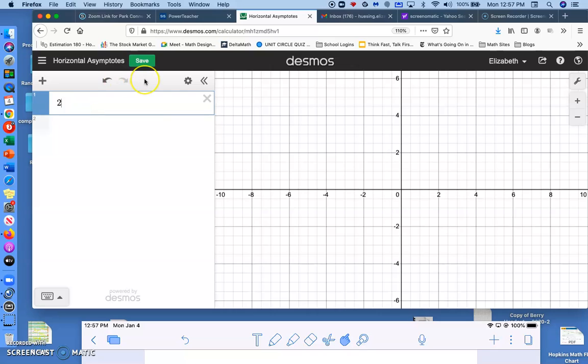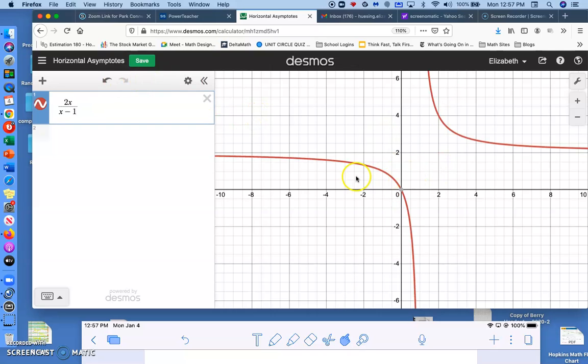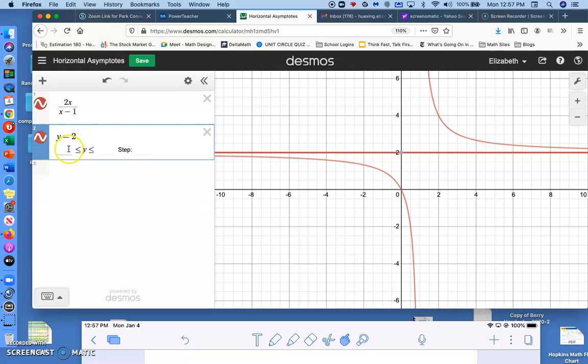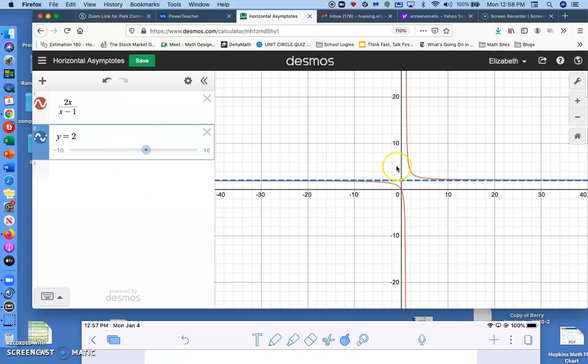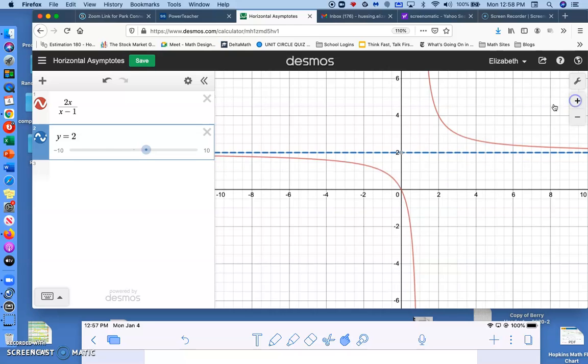What if I just had 2x divided by x minus 1? Where would you guys say our horizontal is on here? So going straight across, it's a height of one. So y equals 2. Dash that up. So let's see, yep, it runs right along y equals 2.